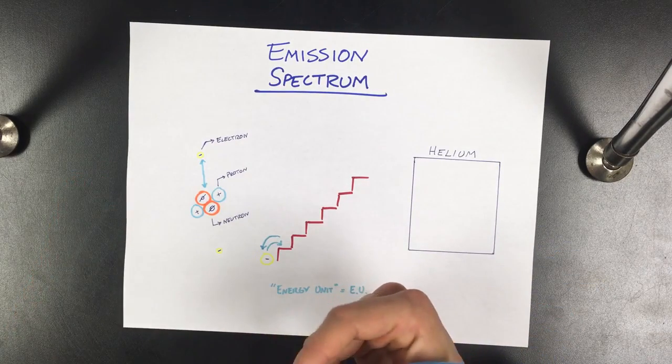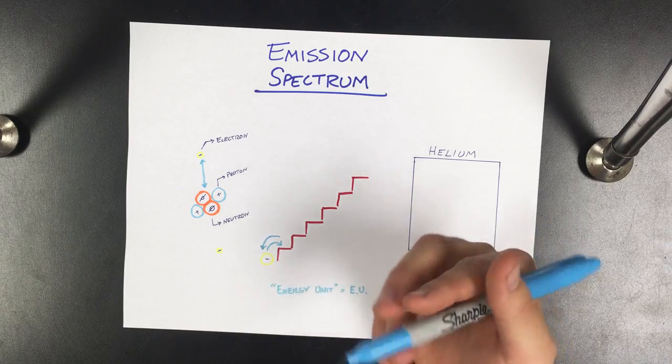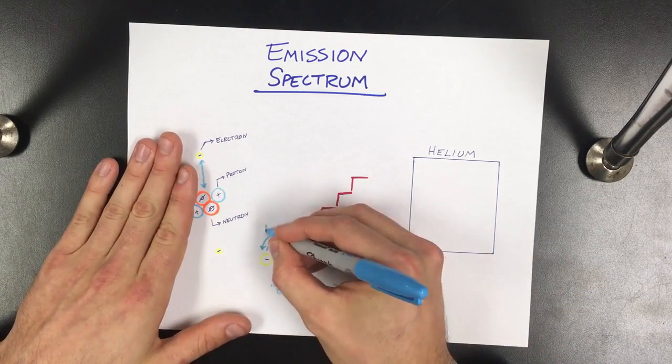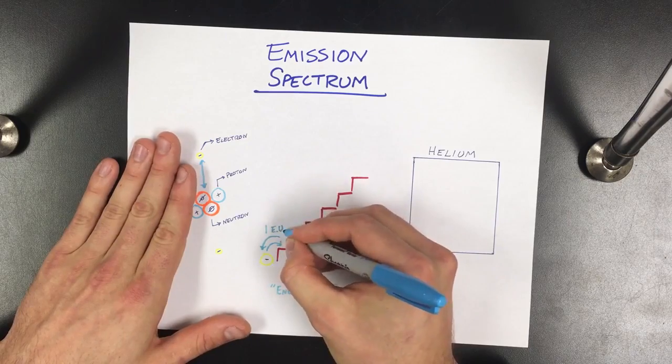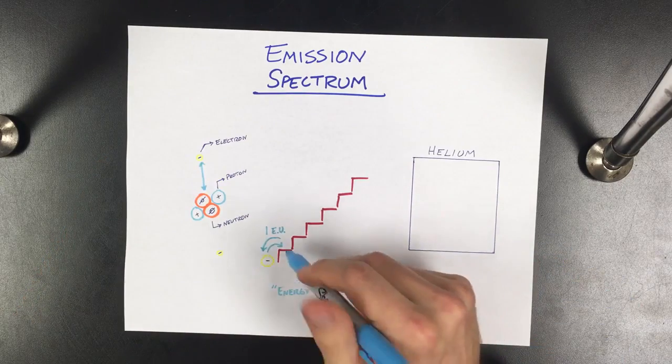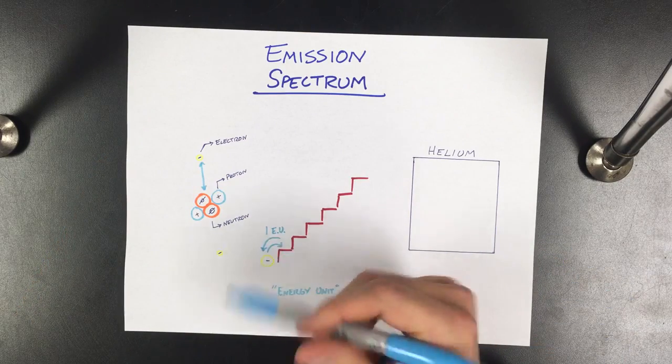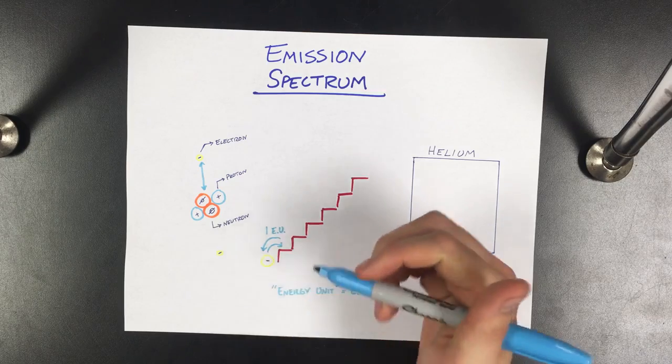So you have to go up a whole step at a time. So you need a very specific amount of energy to do it. So we'll just say that this is one energy unit. And it's going to be the same going down. It's going to release one energy unit when it goes down.